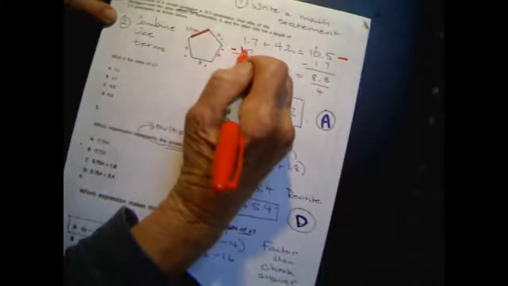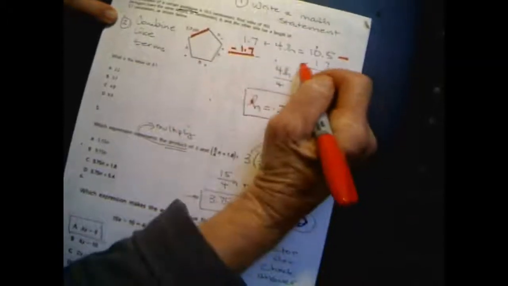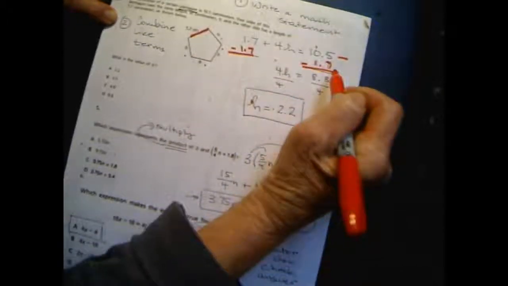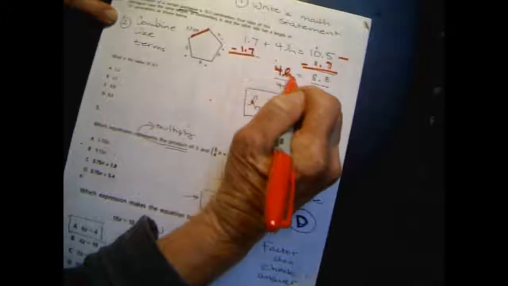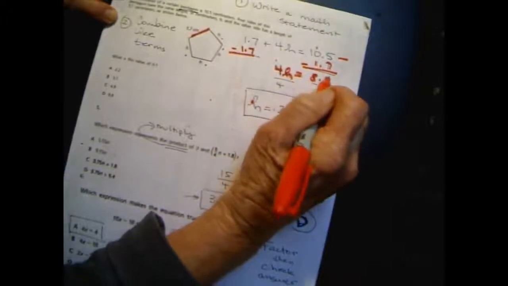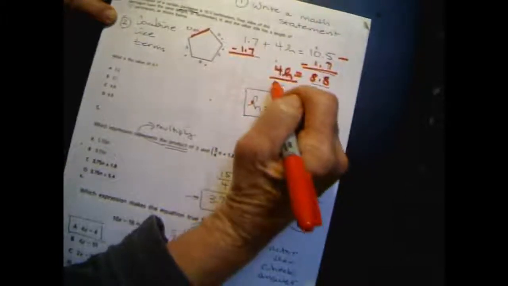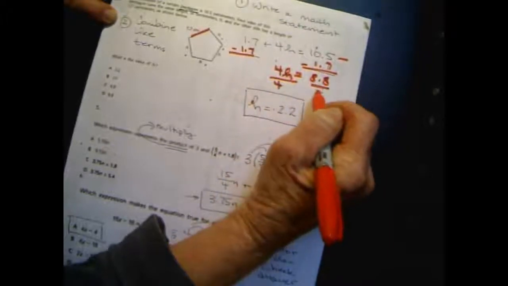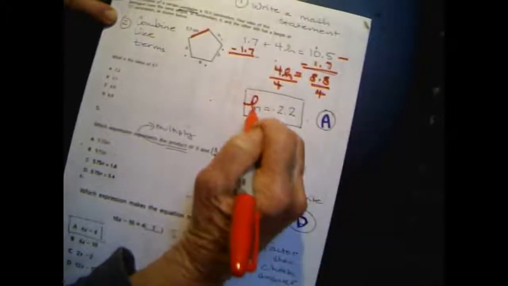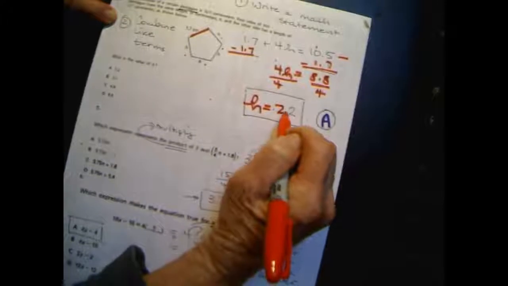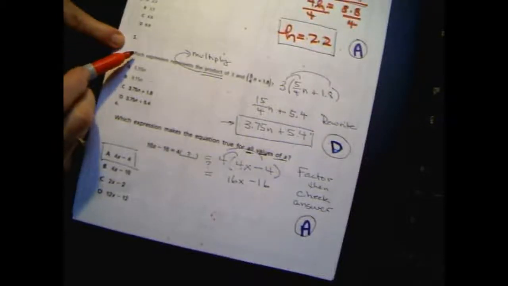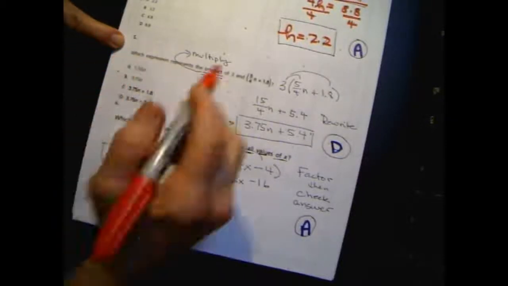Now I just have a simple algebra problem to solve. I combine like terms by subtracting 1.7 from both sides, and I'm left with 4h equals 8.8. To get rid of that 4, I divide by 4, divide this side by 4, and h equals 2.2. Answer choice A. Which expression, we're on number 5, which expression represents the product?